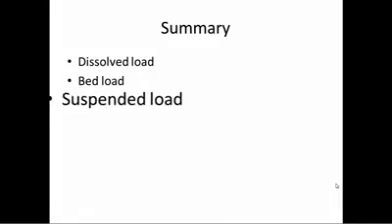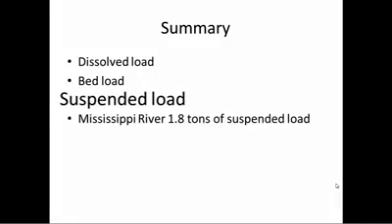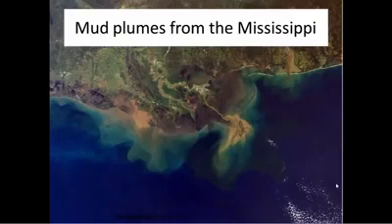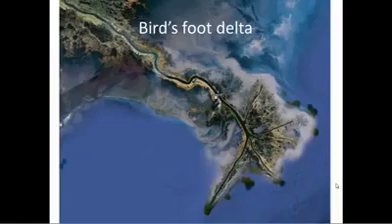The suspended load. The Mississippi River transports 1.8 tons of silt and clay to its delta every day. That would be up to 300 million tons of mud in 1 year. To imagine that, just think of it filling up 11 million dump trucks. You can even see a plume of mud emanating from the mouth of the Mississippi as seen from space. Let's take a look at the Mississippi Delta.